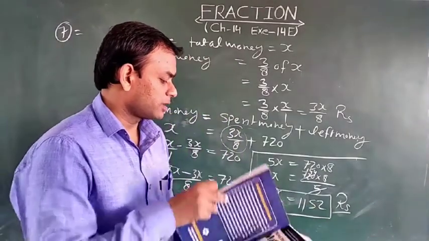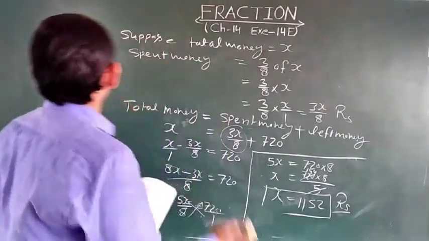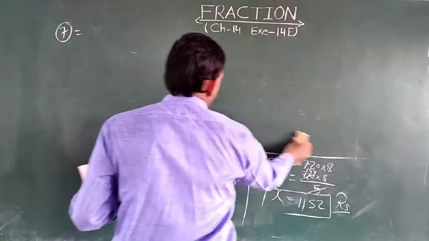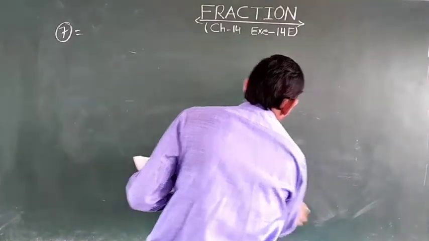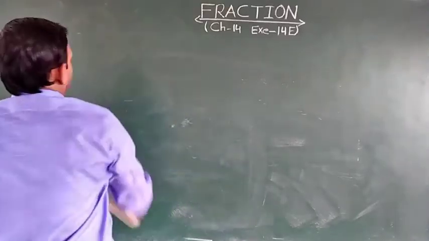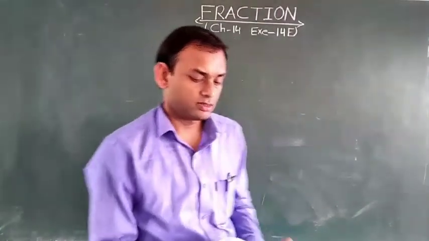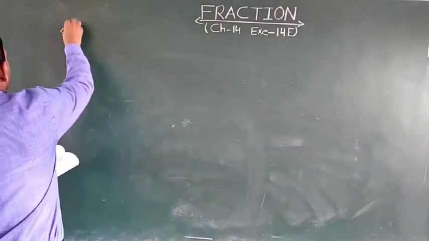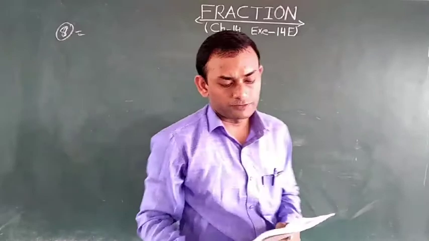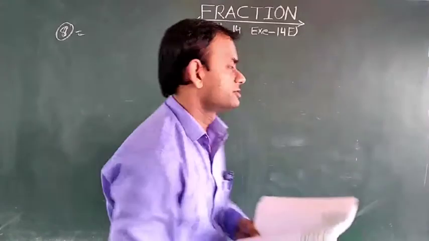After that, I am just going to tell the question number 8 of this exercise. This is the last question which I am telling you. Now I am telling you the question number 8. The question is saying that in a class 4 by 5 of the students are the boys and number of girls are 100. Find the number of boys.